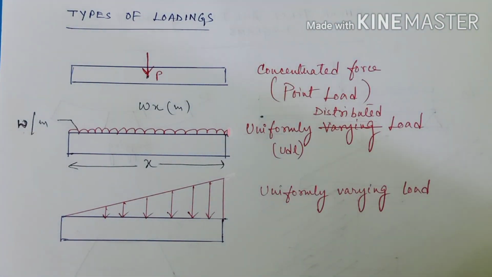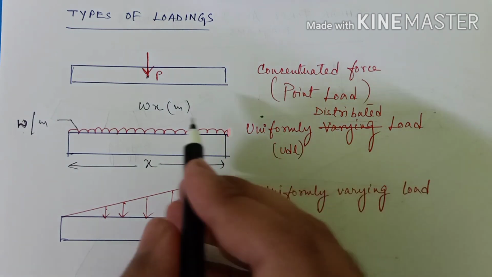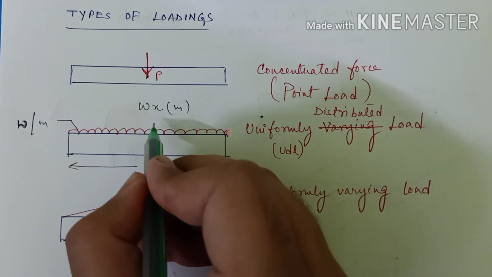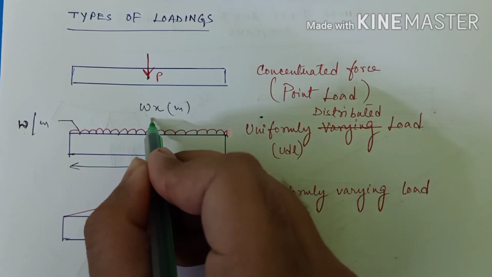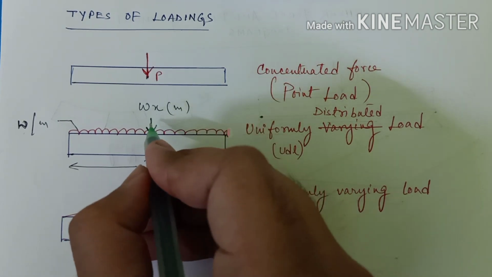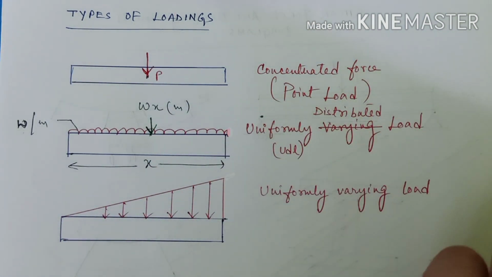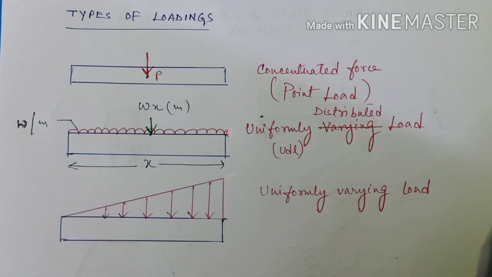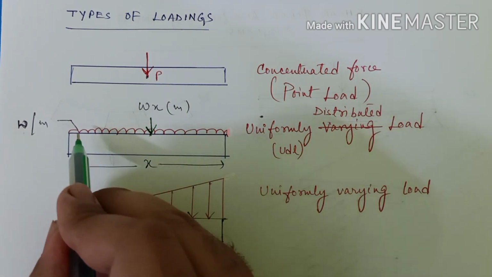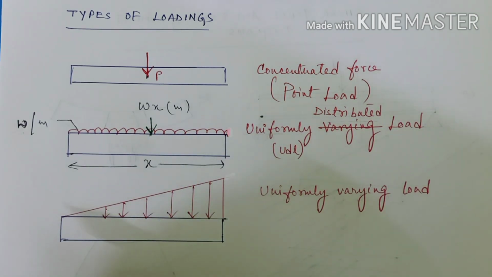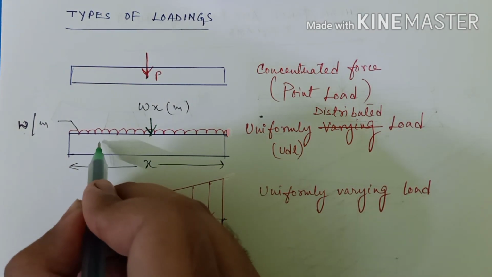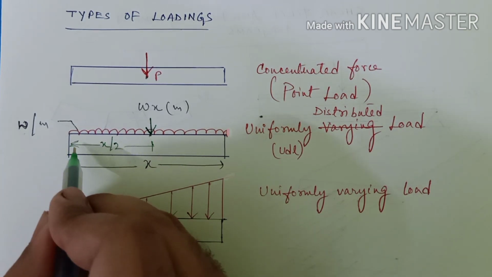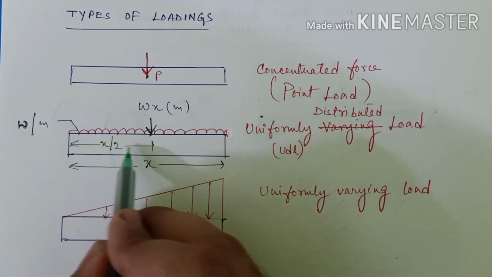And you should be knowing that, in case of a UDL, the total force will always act in the middle of the beam, in the middle of the UDL rather. The concentrated force, that is the resultant of the UDL, will always act at a point which is in the middle of the UDL. That is x by 2, at a distance x by 2 from the origin, if you consider this as your origin.